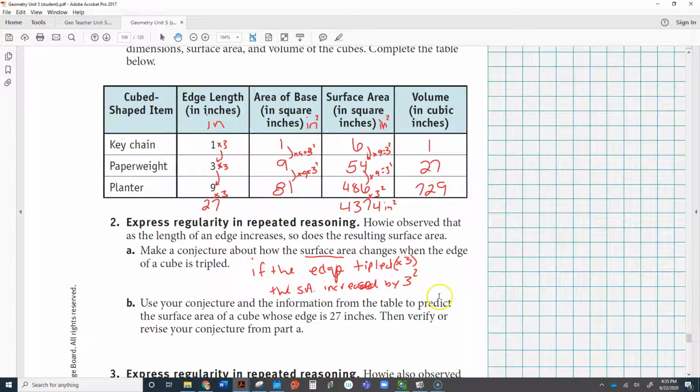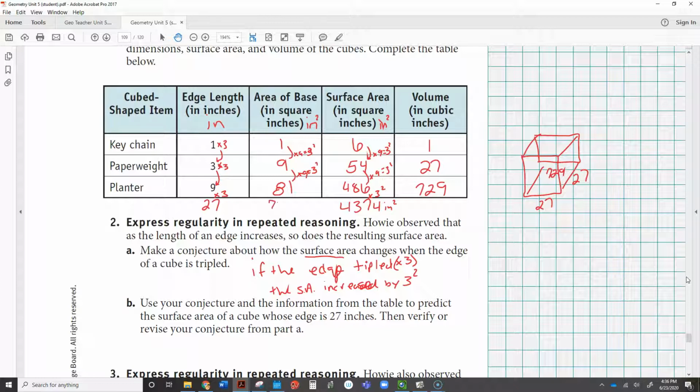Then verify by revisiting your conjecture from part A. So if we go over here and we do, I did it backwards. I did my conjecture from part A first. So if this is 27 by 27, then we'll have 27 squared. And that will give me, this area right here will be 729. And then we have 6 of those. And we get 4,374. So I was right.